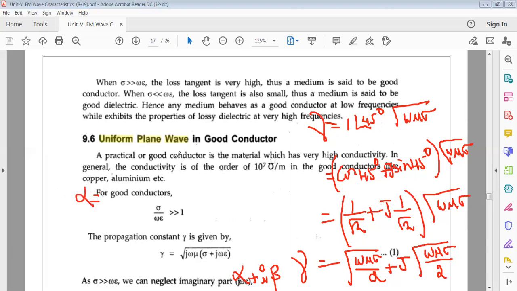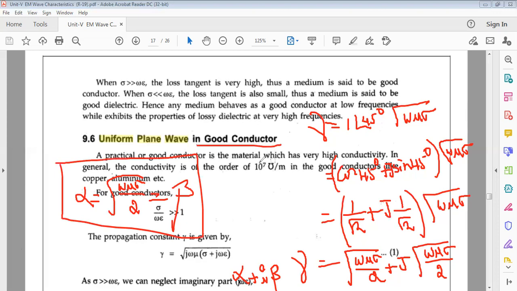Here the alpha term is the same and the beta is also the same. Therefore, in a uniform plane wave in a good conductor, the attenuation constant, under root of omega mu sigma by 2, is equal to the phase constant beta. Alpha is equal to beta in a good conductor, when sigma is very high.